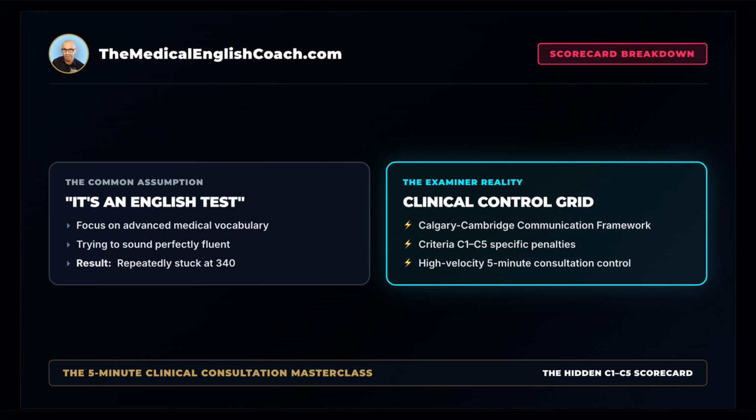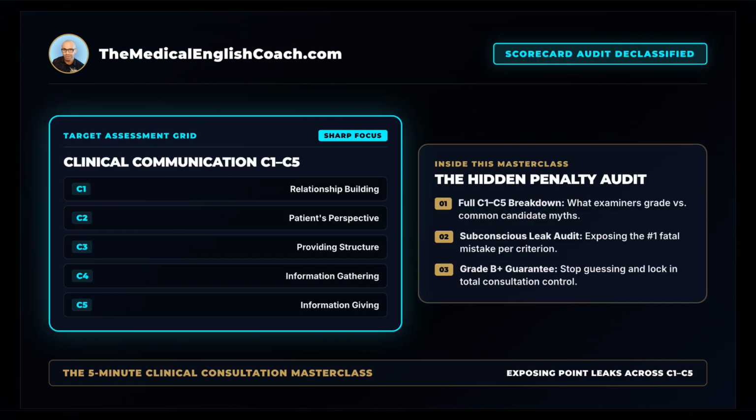Most international medical graduates believe the OET is an English test. It is not. It is a clinical control simulation based on the Calgary-Cambridge framework. The assessors are using a highly specific scorecard, criteria C1 through C5. But what you think those criteria mean and how the examiner actually applies them to penalize you are two completely different things. Today, I am going to open up the hidden scorecard.